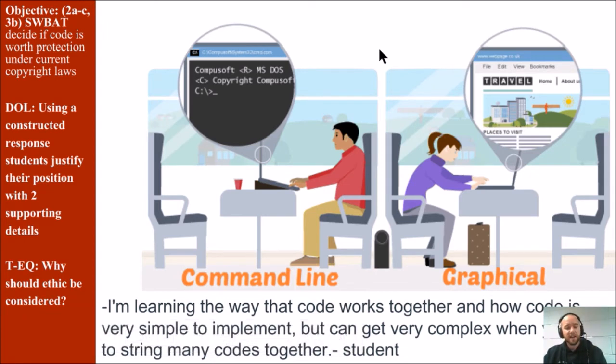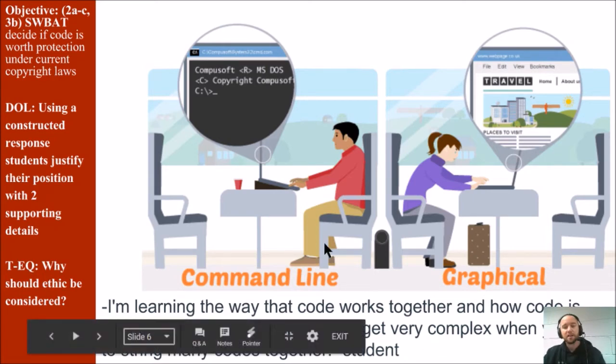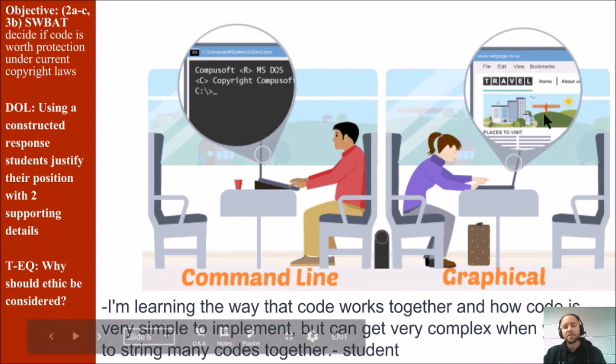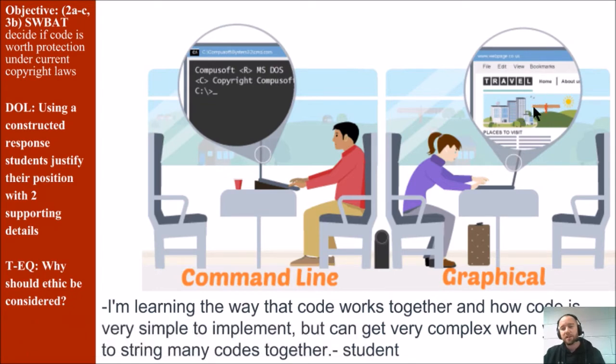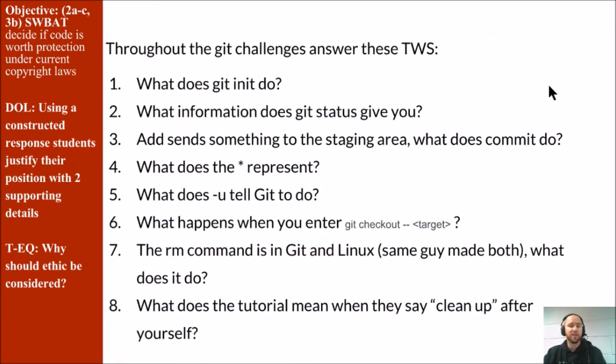As one student said, I'm learning the way that code works together and how code is very simple to implement, but can get very complex when you try to string many codes together. So something like the command line would really help this student in terms of taking things piece by piece or just focusing on one thing at a time versus the overwhelmingness that the graphical interface can give you. Or just the idea that the graphical interface requires you to click all over the place, clicking back, clicking a link. On the command line, all you do is type your commands and things happen so much faster.